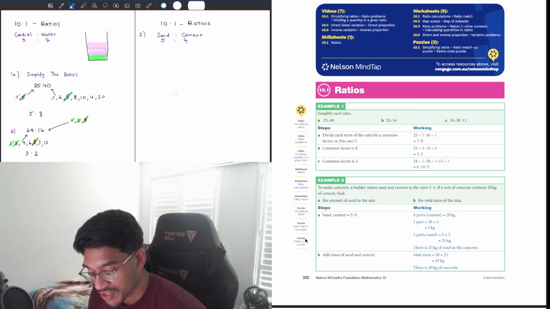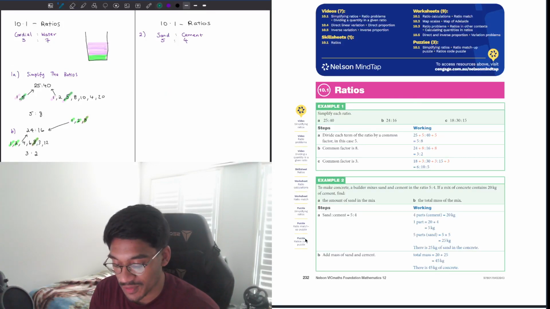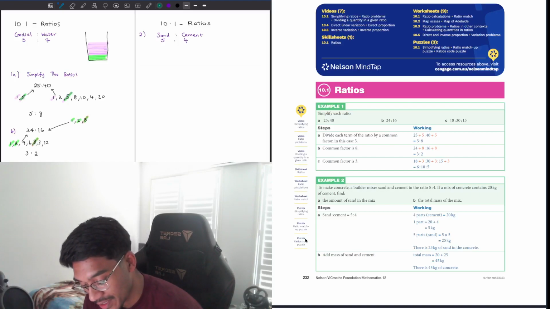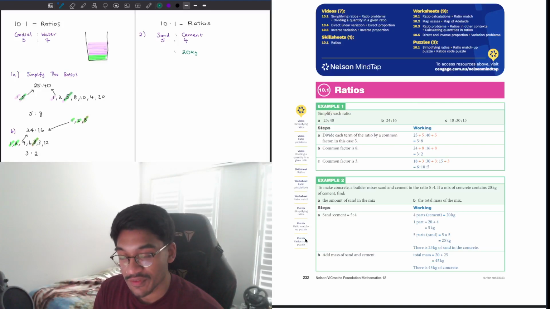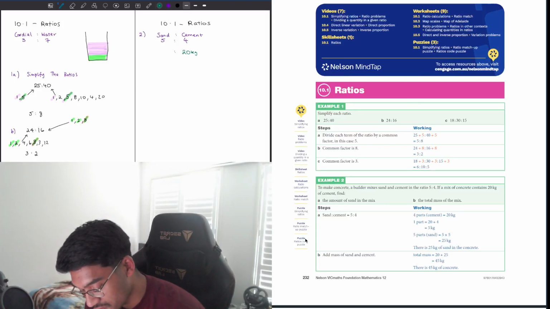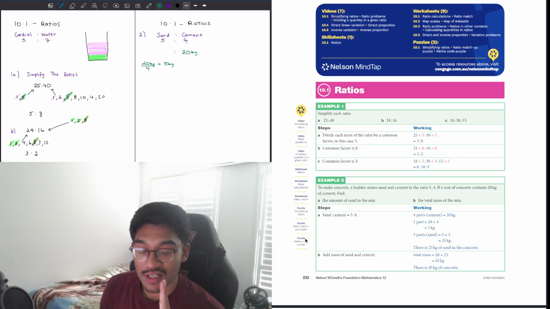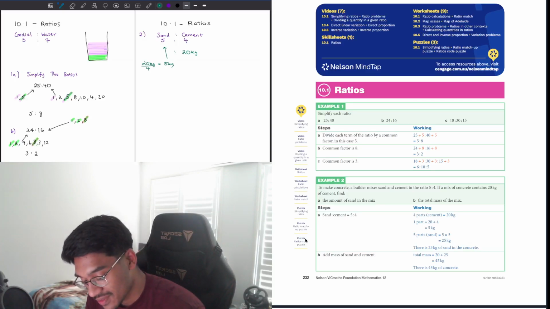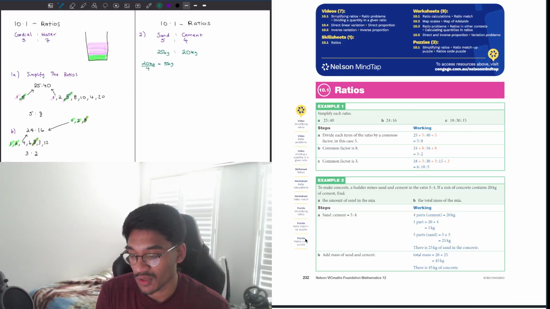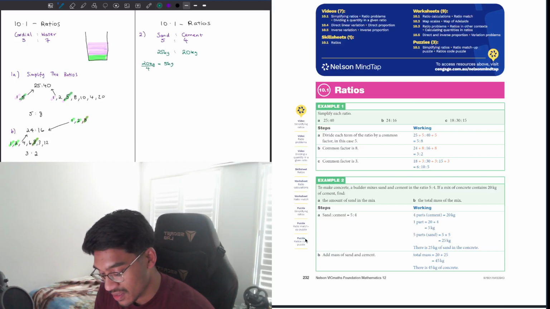So I'll go through what I did again. I know the ratio is 5 to 4, and the question also tells me there's 20 kilograms of cement. So now I just do 20 here. I know that there's 4 parts of cement. So I do 20 kilos divided by 4. That gives me 5 kilos. And what that tells me is 1 part is worth 5 kilos. And then I have a look. There's 5 parts of sand. So I do 5 times 5, which is 25. Okay, so I know there's 25 kilograms of sand in this concrete mix.